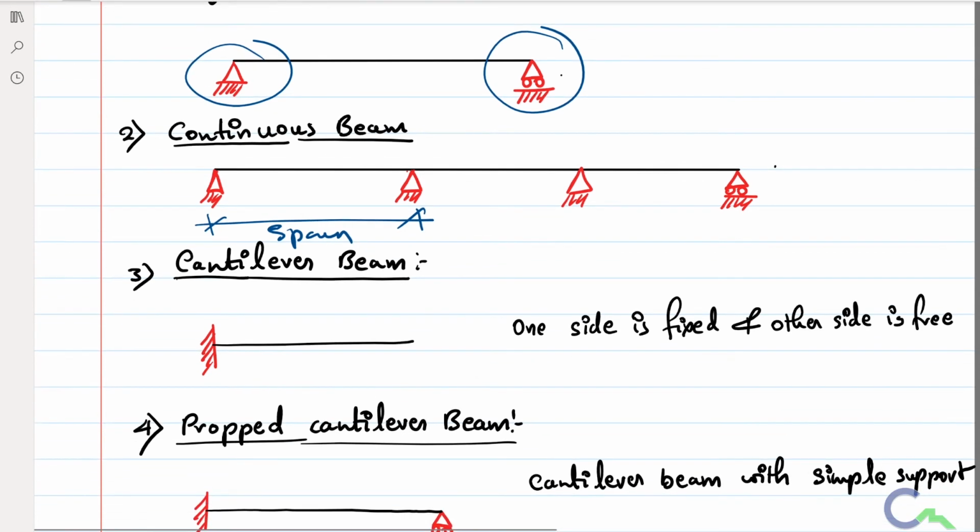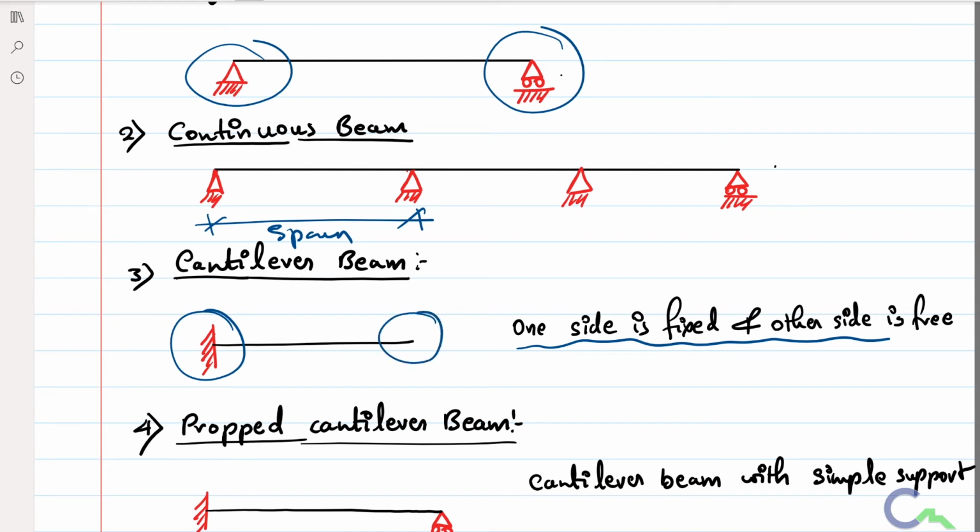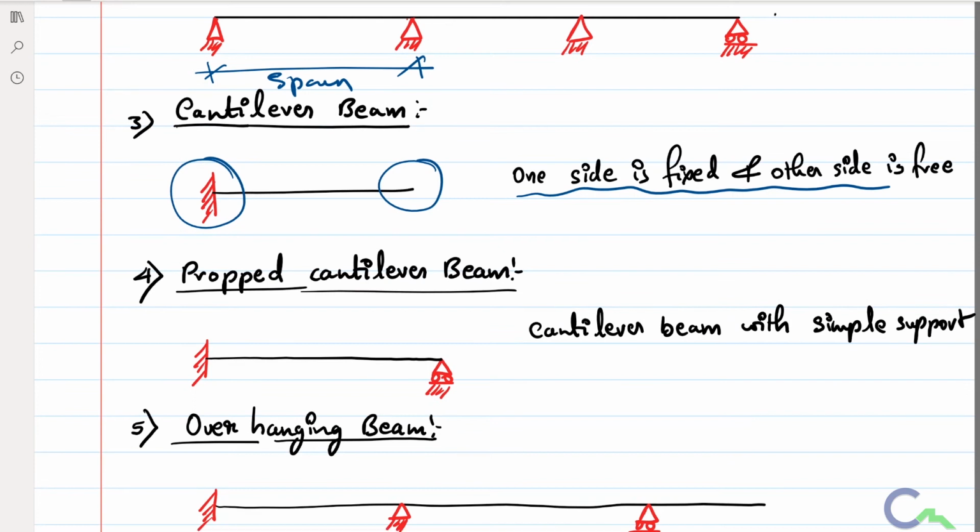Then the cantilever beam: one side is fixed and the other side is free, then it is known as a cantilever beam. In this case, here we have a fixed support, and on the other hand it is free without any support. Then the propped cantilever beam: in that case one side is fixed, that is here, and the other side is supported by a simple support, then it is called a propped cantilever beam.